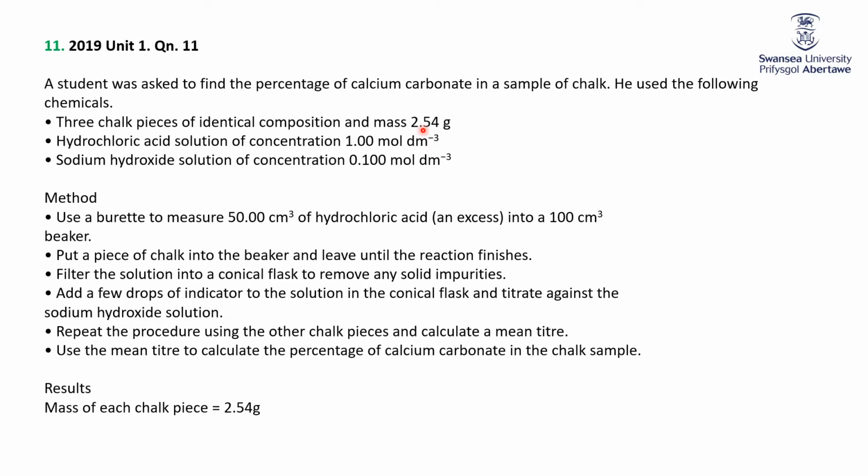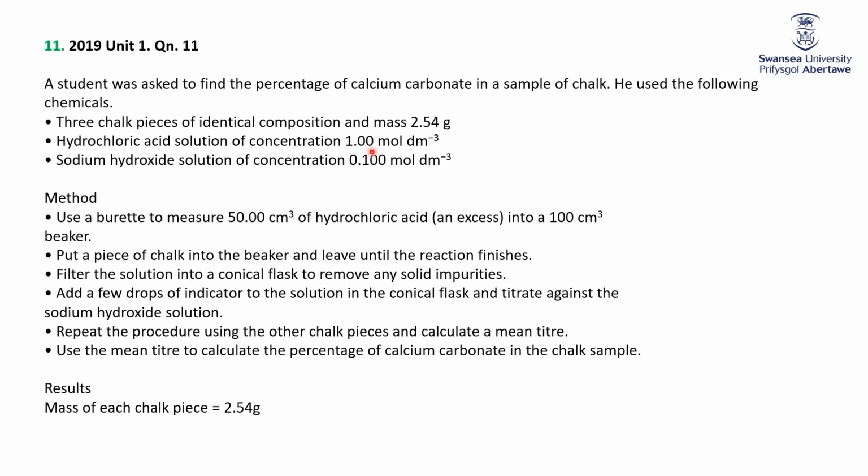Cut the chalk bits of chalk up so they're exactly 2.54 grams each, or was it that a lump of chalk from the box was 2.54 grams? Not happy with that idea of three pieces of identical composition. Experimentally, what you do is you take three pieces that are close enough, do the reaction, and then average out your results. But anyway, this is A-level, so they're all 2.54 grams. So we'll need that in a couple of slides' time.